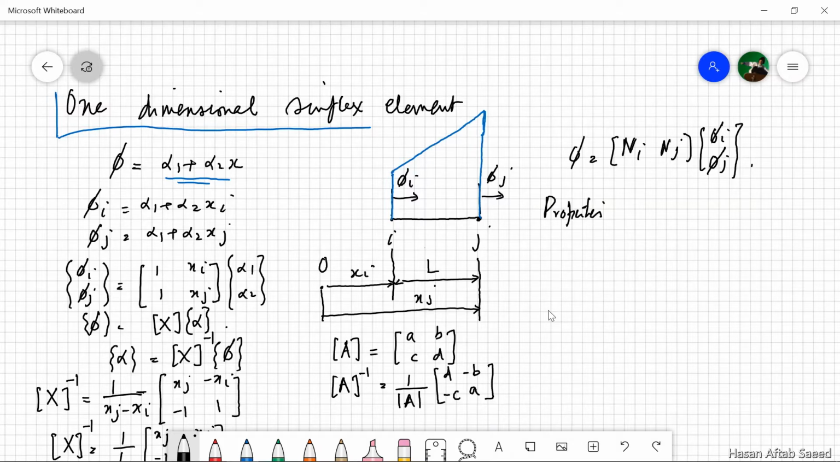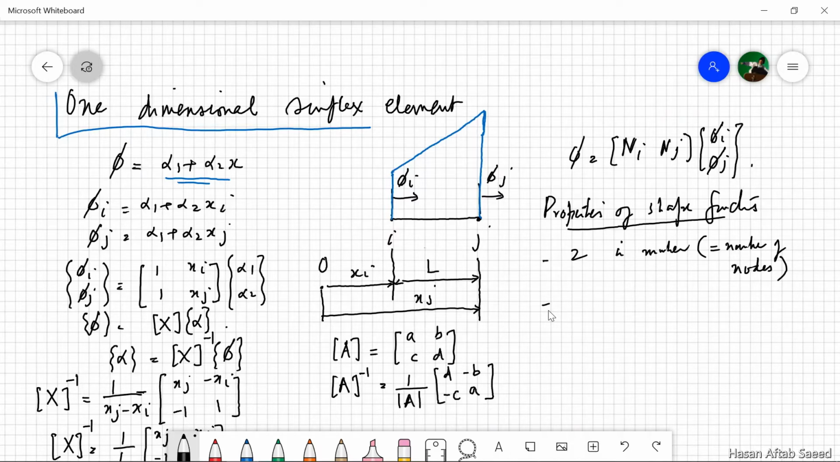Some properties of shape functions. First of all, there are two in number. This will correspond to the number of nodes, equal to number of nodes. This is the first property. The second property is at I node, ni is equal to 1 and nj is equal to 0, whereas at j node, nj is equal to 1 and ni is equal to 0.